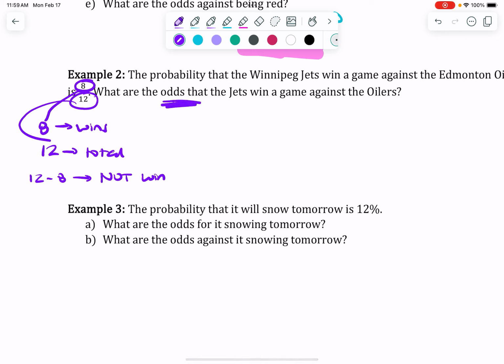So if I'm talking about the odds that they win, I'm looking for the ratio of wins to not wins, which I know. Win is 8 and not win is 4. Reminder, we said that ratios can be reduced, and here I can see that both the 8 and the 4 are divisible by 4. So I can also represent this as 2 to 1. That's the odds that the Jets win their game against the Oilers.